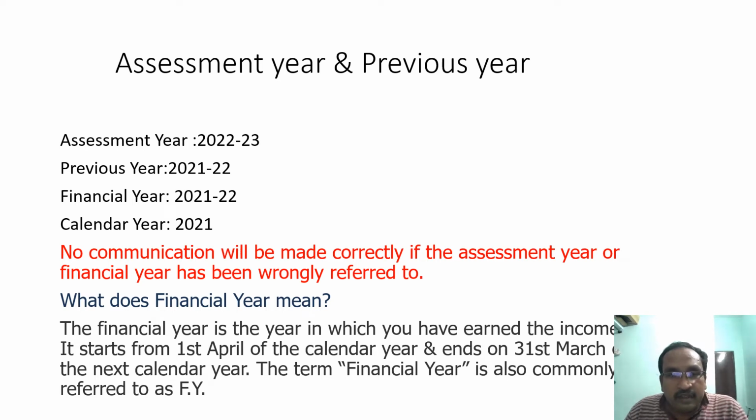This financial year, as we discussed, in India starts from April and ends in the month of March. Suppose we take an example, 2021-22. What is this? This is a financial year. It means 2021 to 2022. What does that mean? It starts on 1st April 2021 and ends on 31st March 2022. This is a financial year.